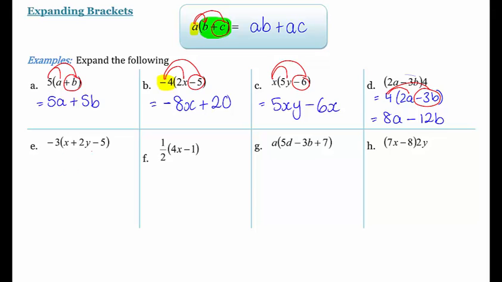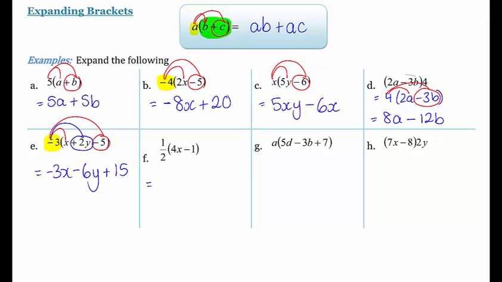Next, now we have 3 terms in our brackets, no different to before. We also have a negative 3 out the front. So we have negative 3 times x is negative 3x. Negative 3 times positive 2y. Negative times a positive is a negative. 3 times 2 is 6, y. And then we have negative 3 times negative 5. A negative times a negative is a positive. 3 times 5 is 15.